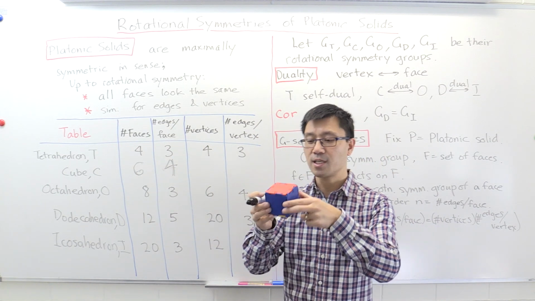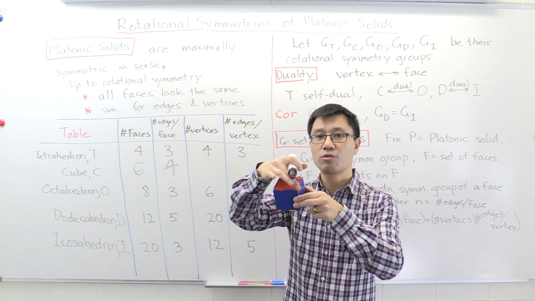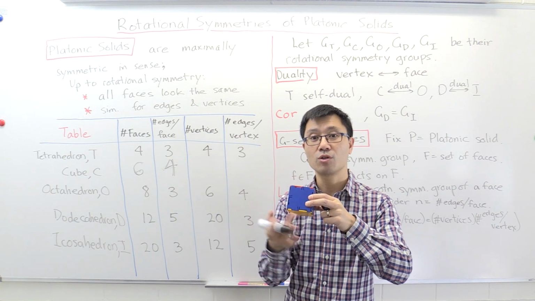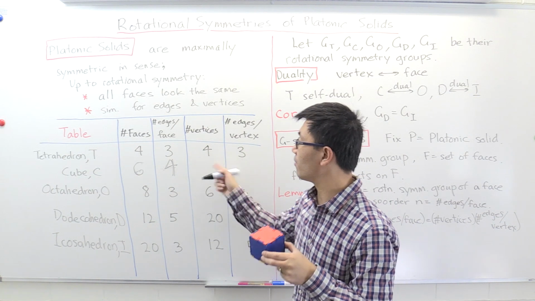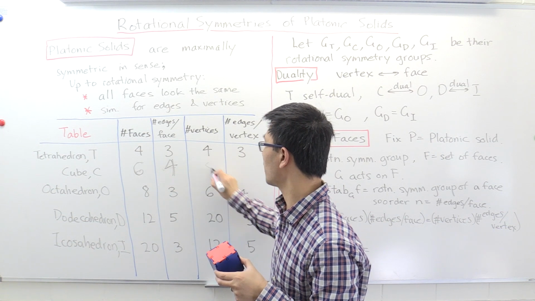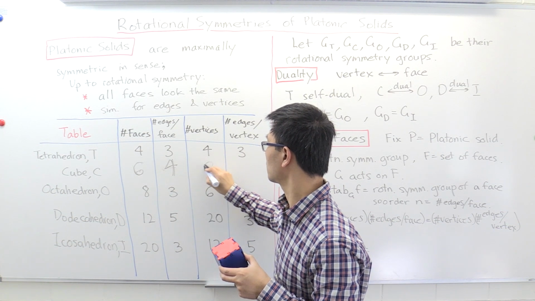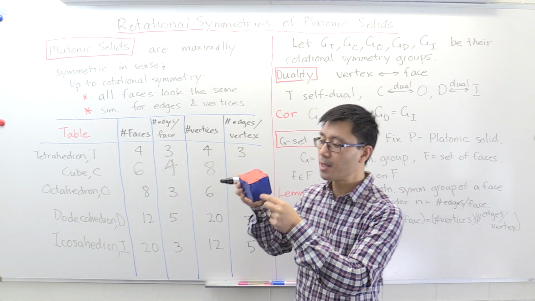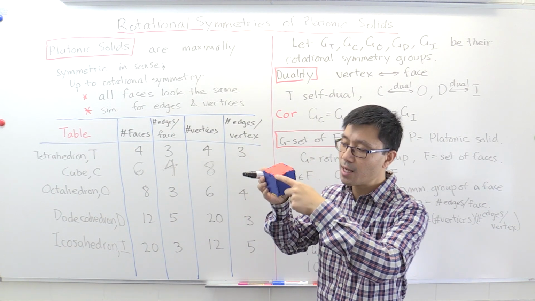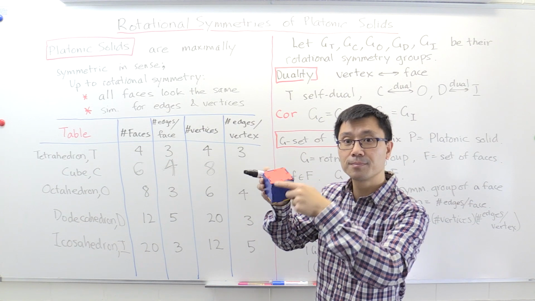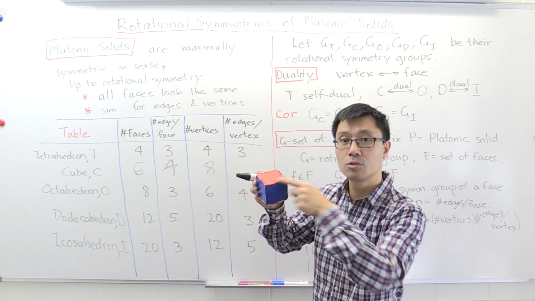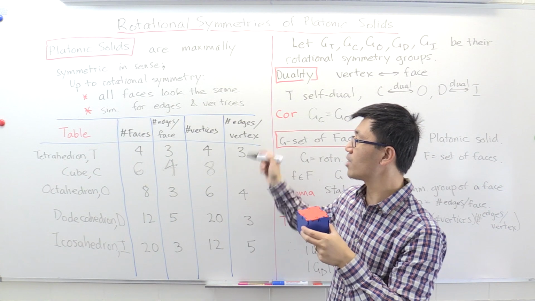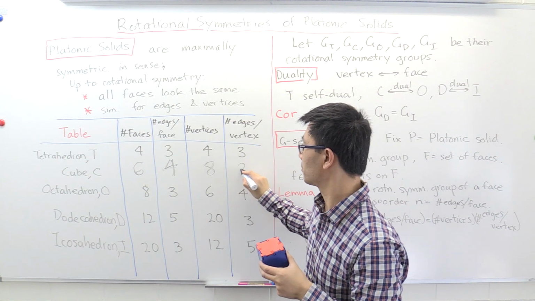What about the number of vertices? On the top there's 1, 2, 3, 4, and similarly on the bottom 1, 2, 3, 4, another 4. 4 plus 4 is 8 vertices. And the number of edges per vertex, so what does that mean? Let's take a vertex like this one here and look at the edges that come out. There's 1, 2, and 3. So the number of edges per vertex is 3.